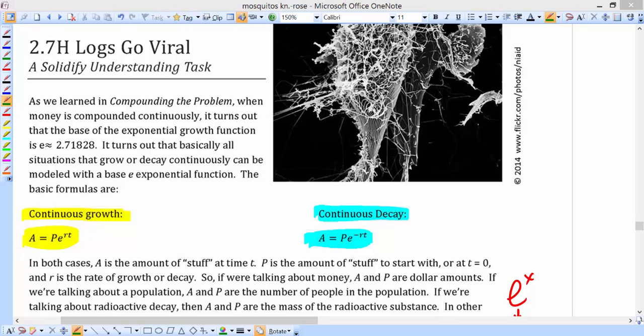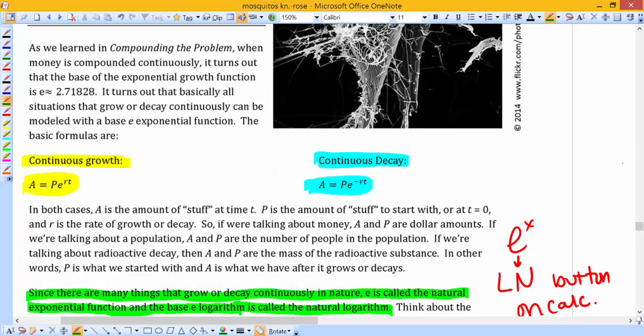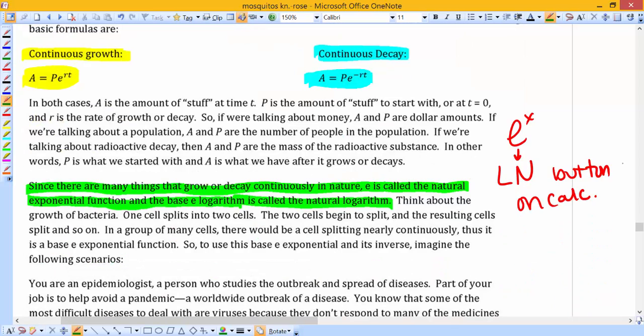So we're going to look at another way in which we use logs in the real world. And the main thing is when we're talking about how something is growing or decaying exponentially. So we have the formula that we went over in 2.6 for continuous growth. And then we're going to look at continuous decay.